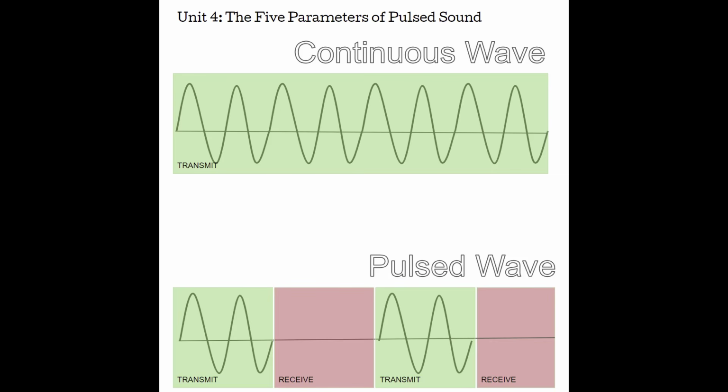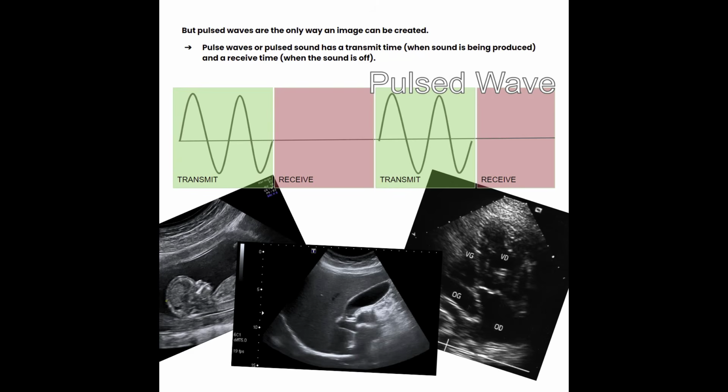But it's important to remember that those 7 parameters of sound, frequency, period, propagation speed, wavelength, amplitude, power, and intensity, all can describe continuous waves and pulsed waves. But this chapter is going to focus on just pulsed waves. Now the important part about pulsed waves and why we use them in ultrasound is because pulsed waves are the only way an image can be created.